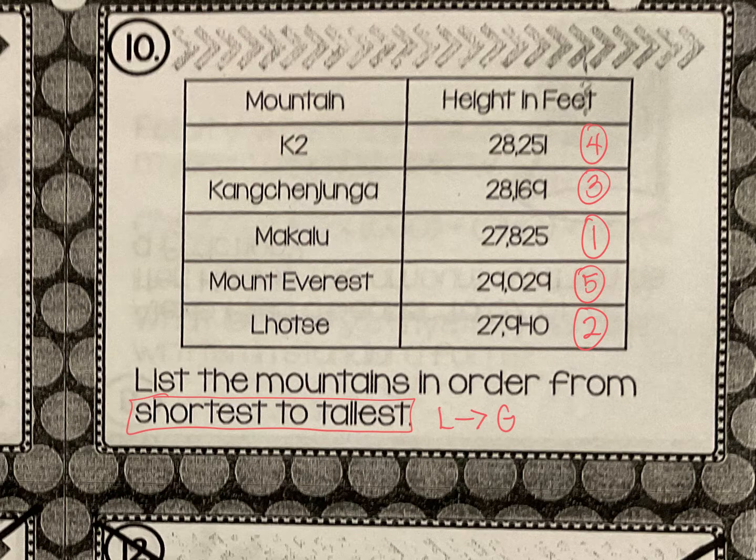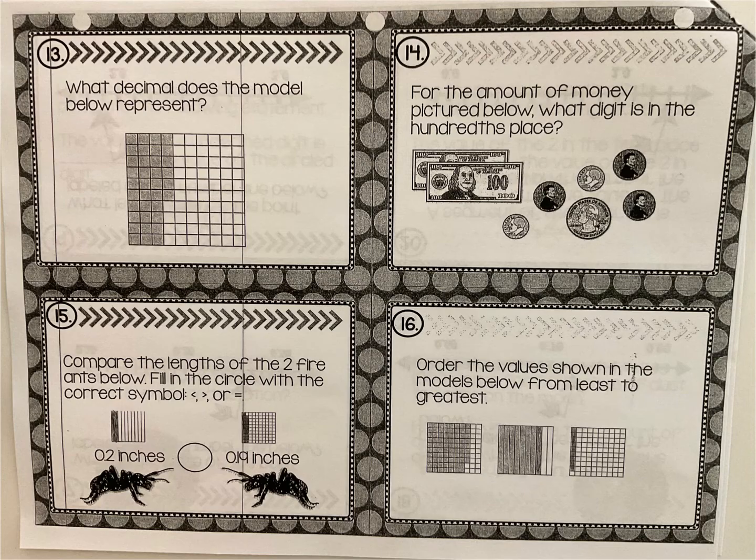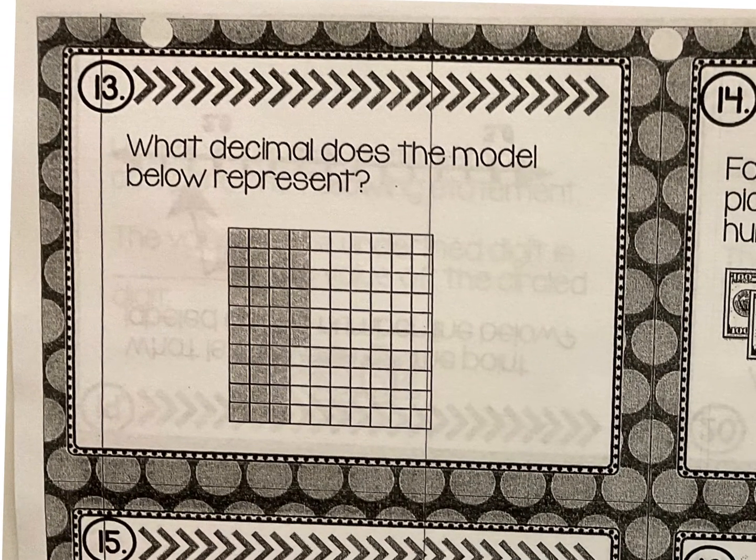Okay, let's go to that next page. Mount Everest is tall. It is tall. So let's go look at 13, 14, 15, and 16. All right, let's look at number 13. Ooh, this is a good one.